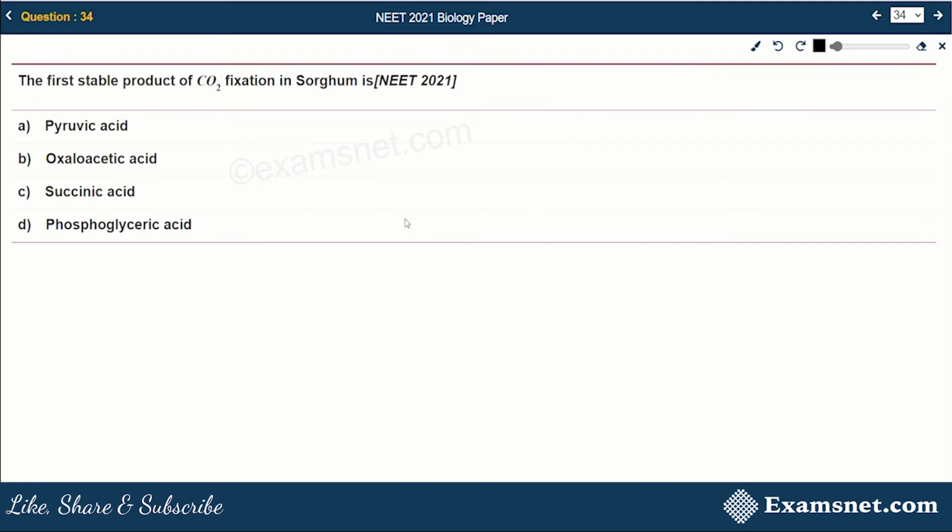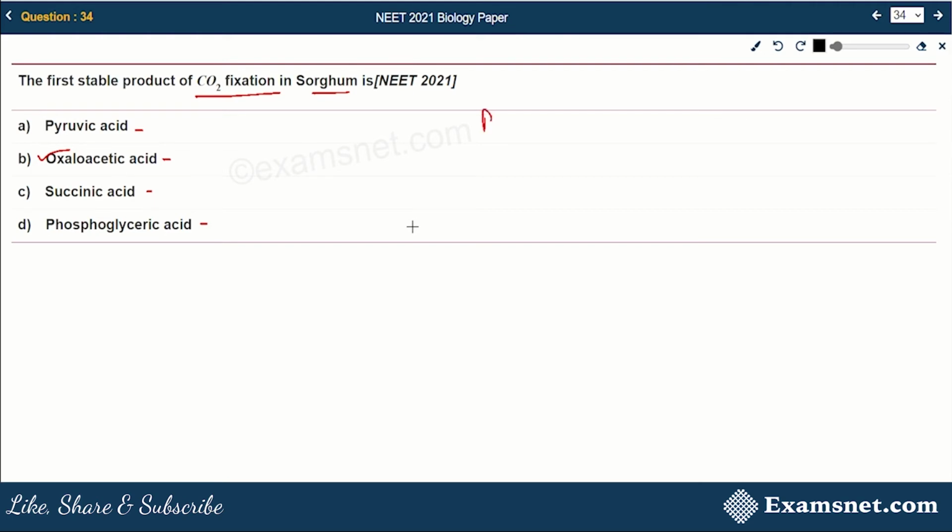Question number 34 is from the chapter Photosynthesis in Higher Plants, class 11, and the question is, the first stable product of carbon dioxide fixation in sorghum is, and the options are pyruvic acid, oxaloacetic acid, succinic acid and phosphoglyceric acid. So the correct option is option B, that is oxaloacetic acid.